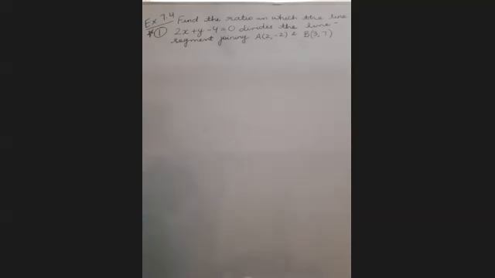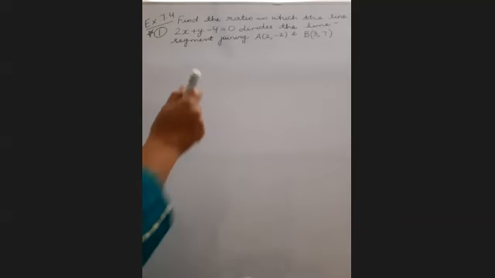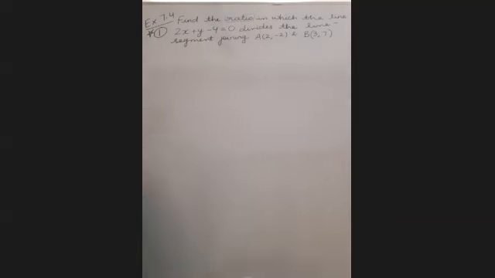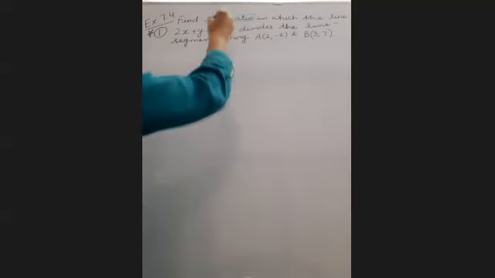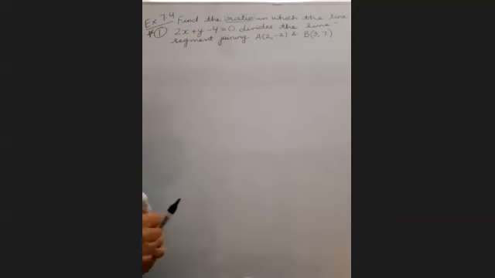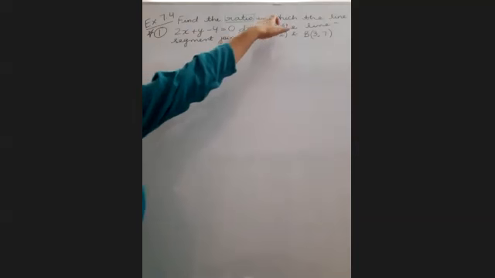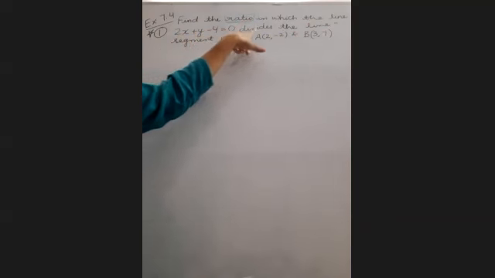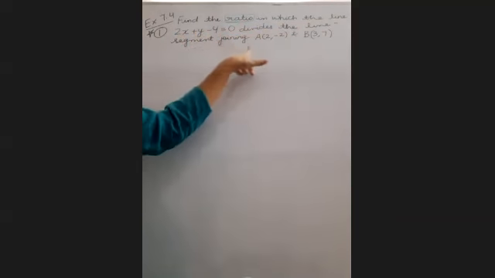the ratio. Children, when we get the word ratio, that means which formula we are talking of? Section formula. Yes. So keep in mind that section formula is going to be used here. Find the ratio in which the line 2x plus y minus 4 equal to 0 divides the line segment joining A and B.